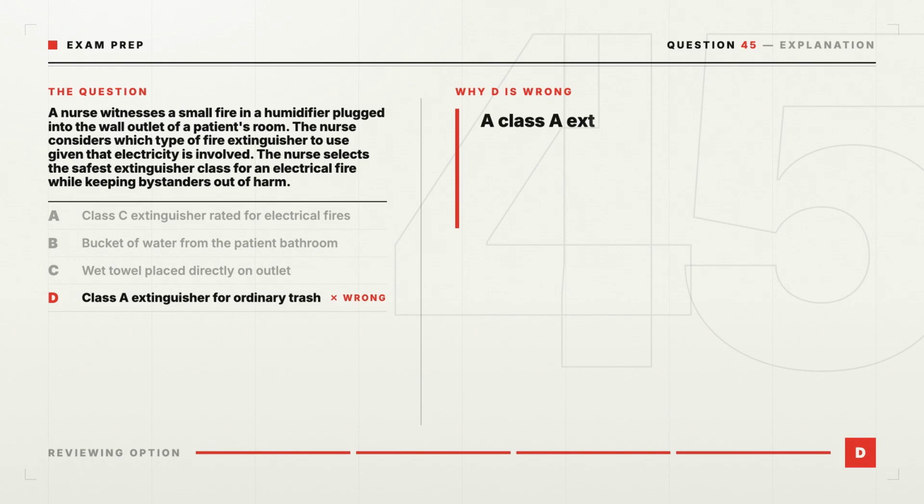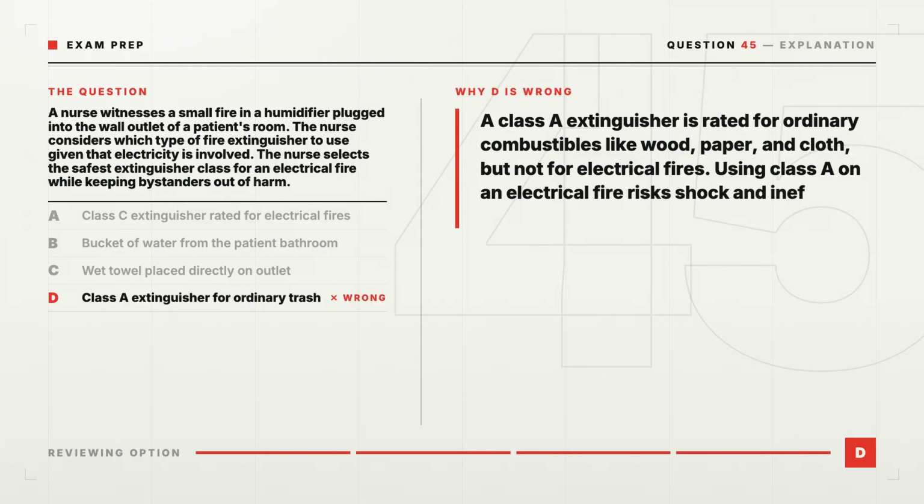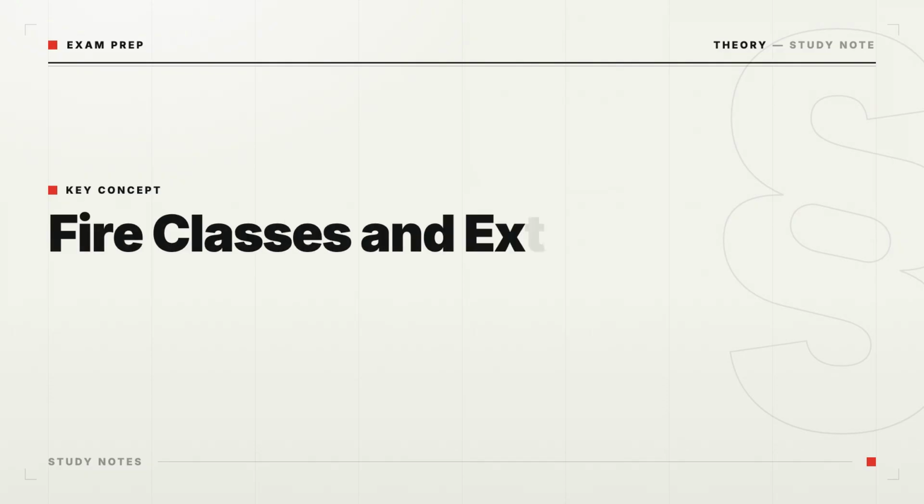D is wrong because a Class A extinguisher is rated for ordinary combustibles like wood, paper, and cloth, but not for electrical fires. Using Class A on an electrical fire risks shock and ineffective extinguishment of the source.